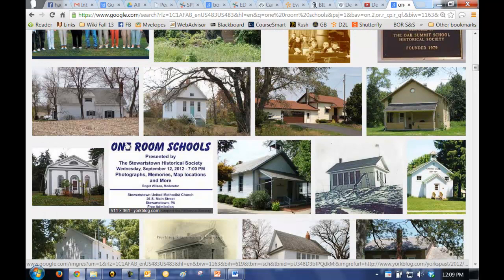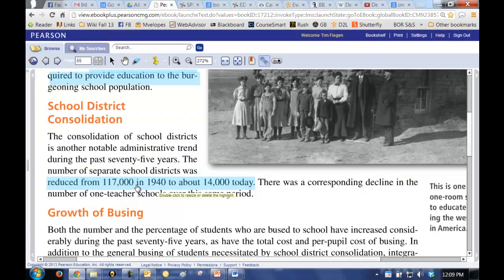My wife attended country school until she completed the 3rd grade, before they went to what was then called town school. At that time, they closed that rural school, and that dissolved that school district. So that's a large part of this shrinkage from 117,000 to 14,000.